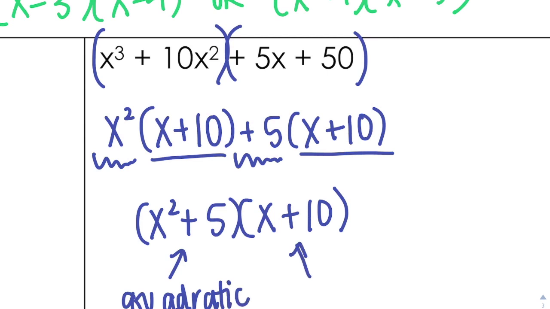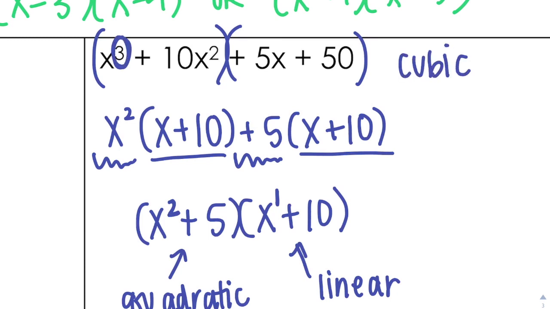Now, you're not always guaranteed to have a quadratic factor and a linear factor, but x squared and x to the first power, 2 and 1 make 3, which is how I get cubic up at the top. So that's just kind of a quick check. If your highest exponent is 3, then the x's exponents should add up to 3.